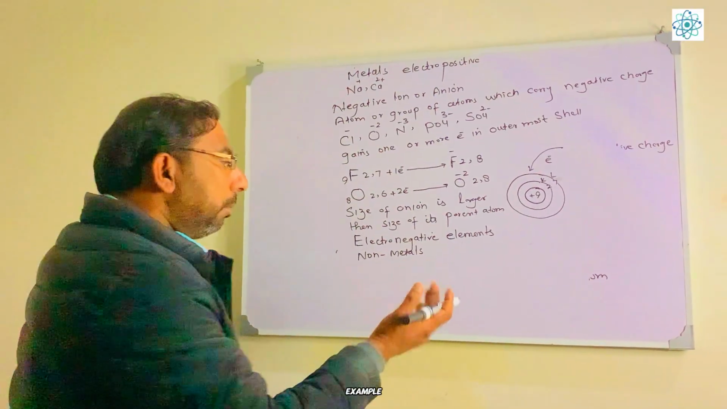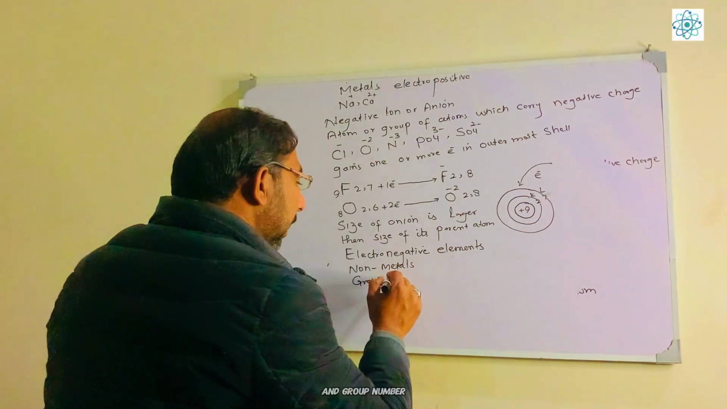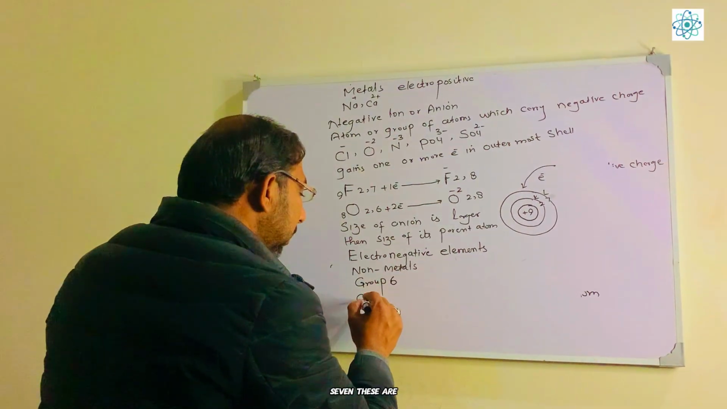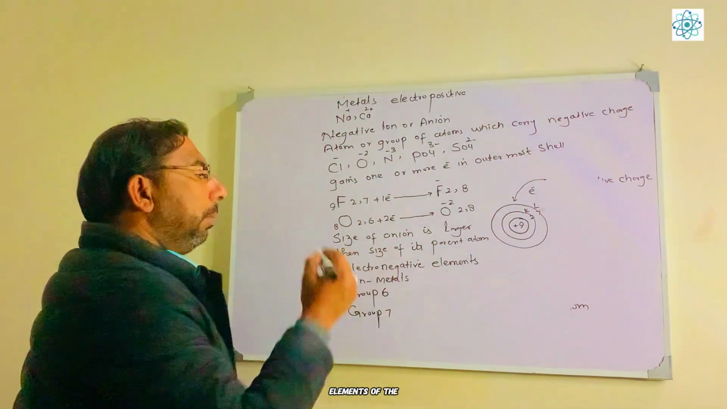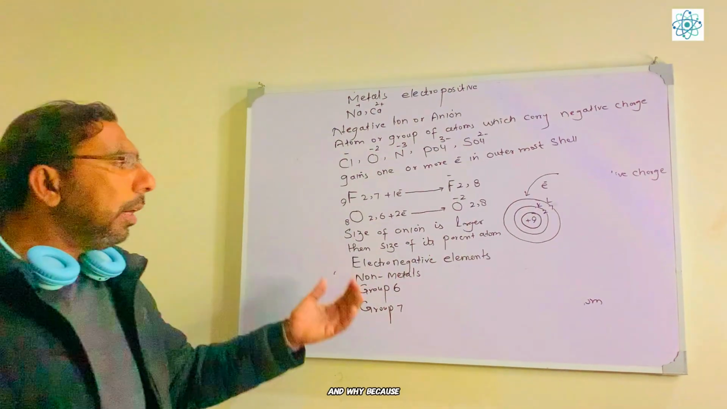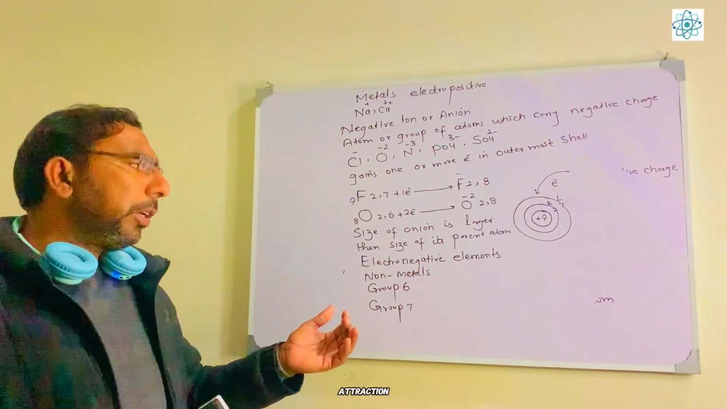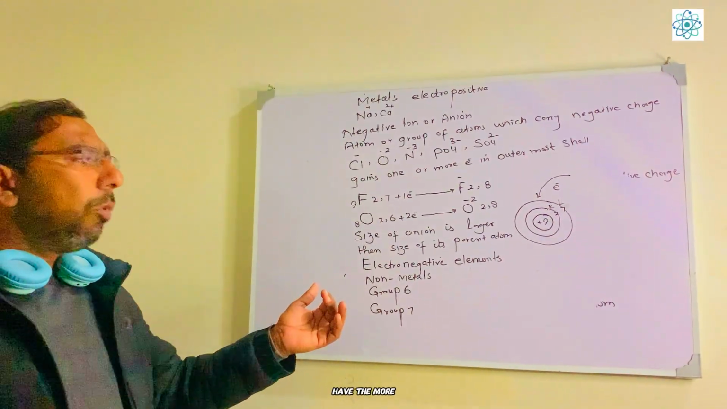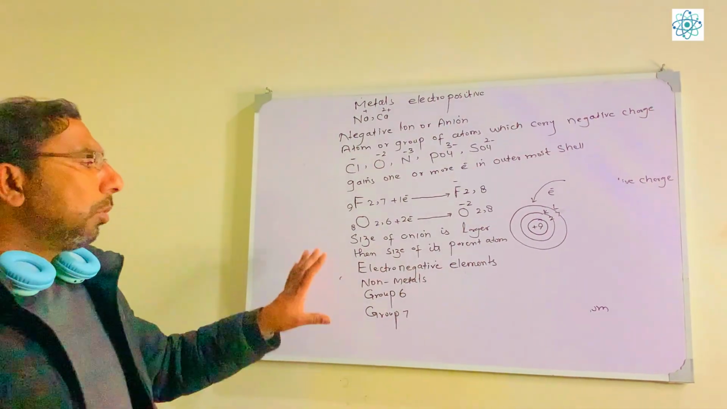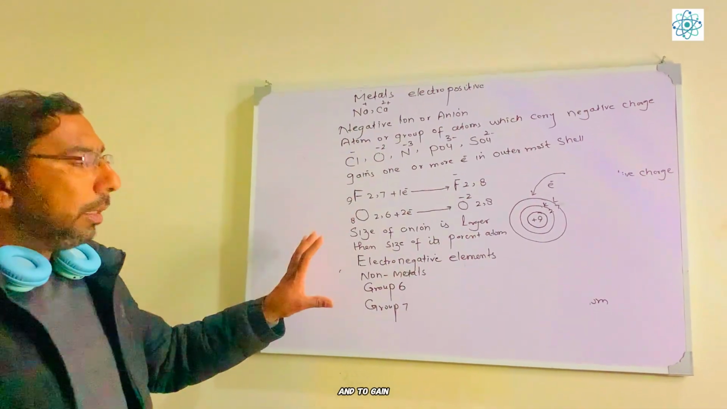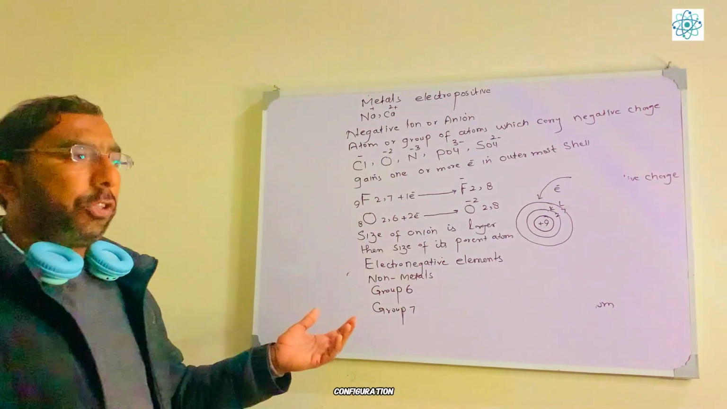Like in our example, we can say the elements of group 6 and group 7 are called more electronegative elements of the periodic table. And why? Because they have smaller size and higher nuclear attraction. That's why they have more tendency to gain electrons and to form negative ions, to complete their octets and to gain the nearest noble gas configuration.